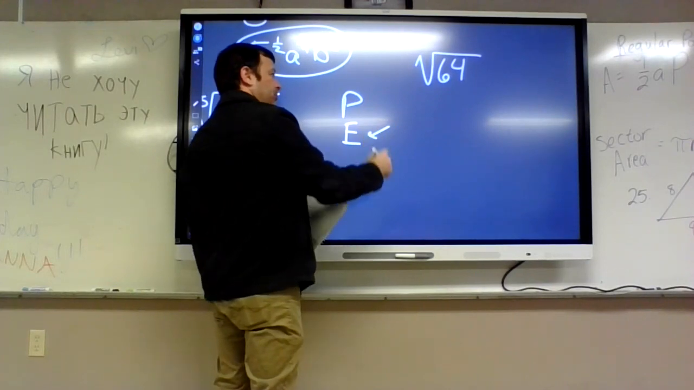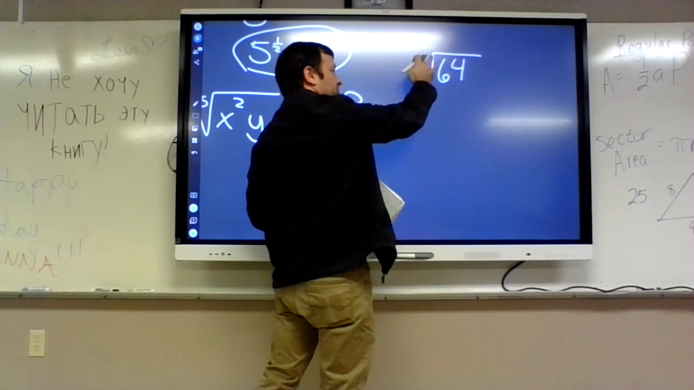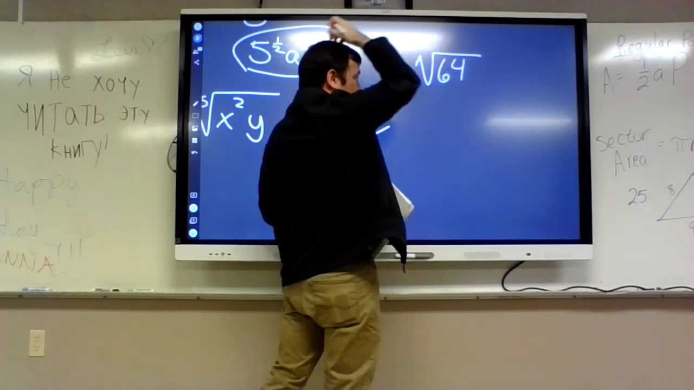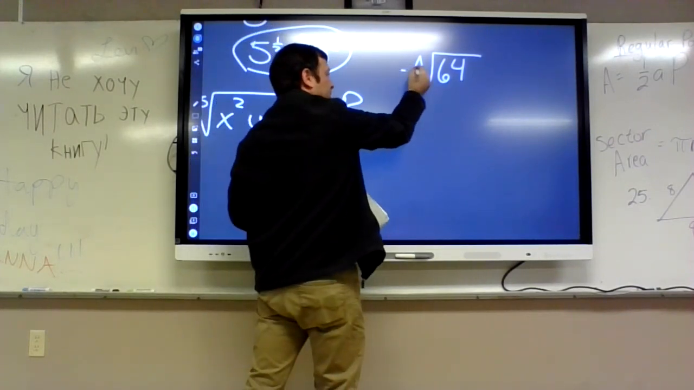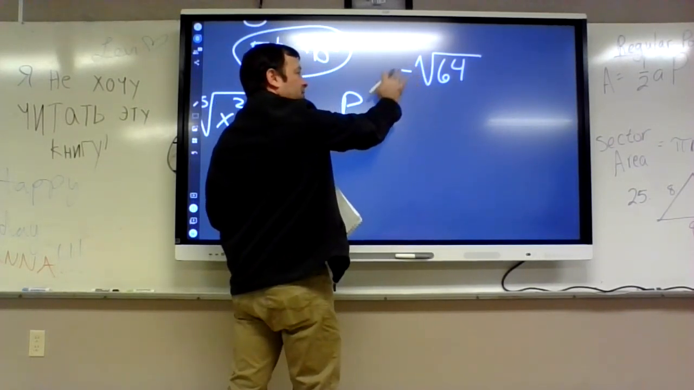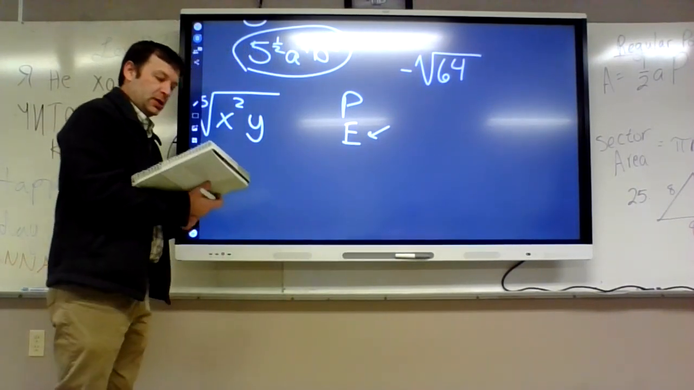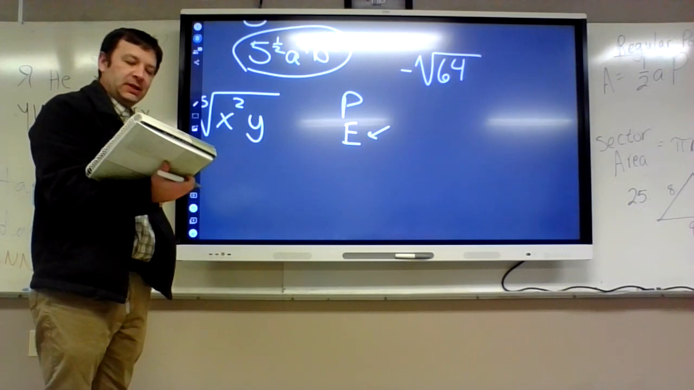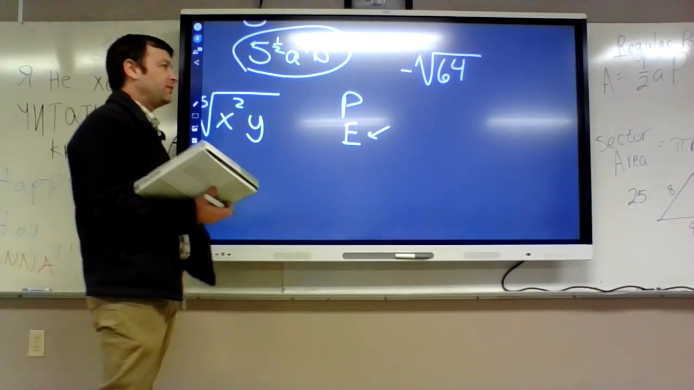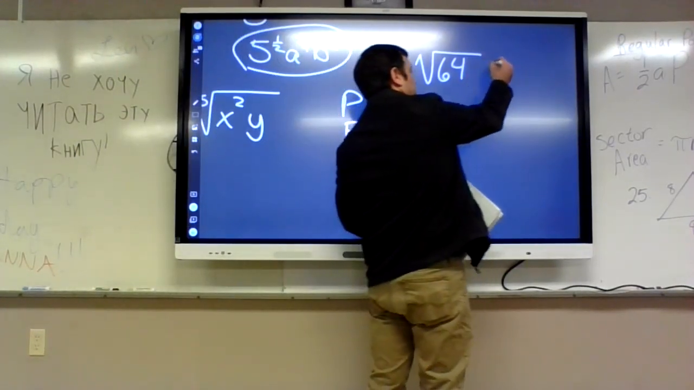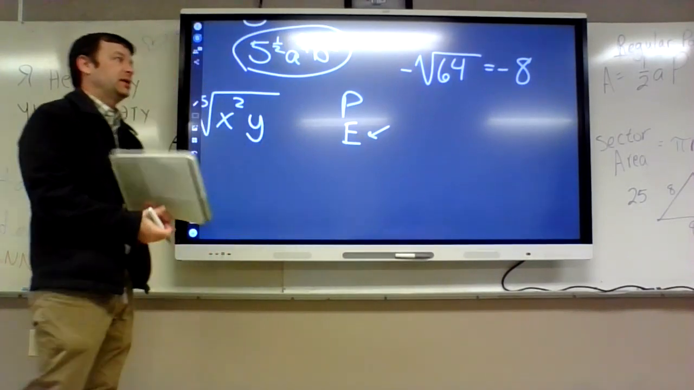Exponents, roots are the same thing as exponents, like 64 to the 1/2. They have priority over multiply and divide and add and subtract. So actually the negative is not under the square root. So 15 is negative square root of 64. What's the square root of 64? 8. So this is just negative 8, not 8i.